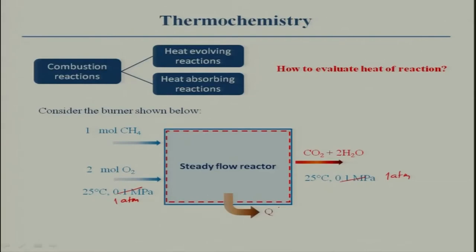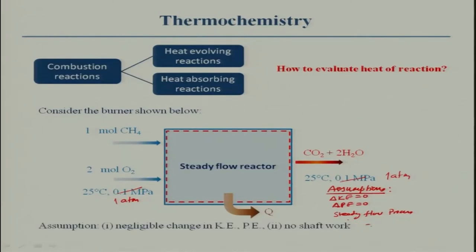So for this, what will I have to do? How will I go about it? I will have to carry out a heat balance. So how am I going to do this? Any idea? Very simple questions. So what we will do is make some assumptions and apply which law? First law of thermodynamics. And what are the assumptions? Change in kinetic energy is 0, change in potential energy is also 0, and it is a steady state, steady flow process. In this example, these are the assumptions. And there is no work done, the shaft work is 0. So with these assumptions, we can find it out, which is very easy.